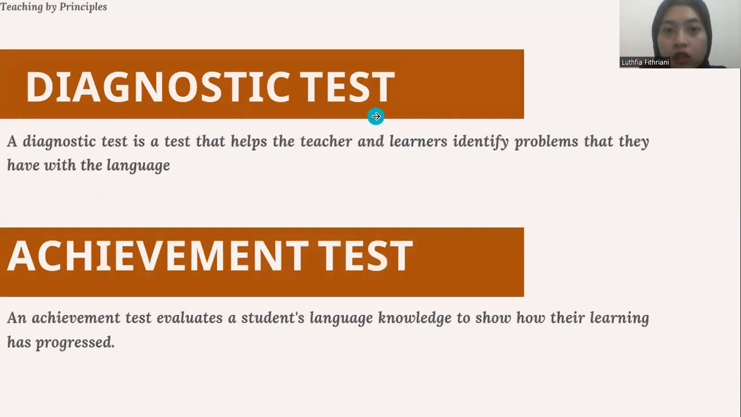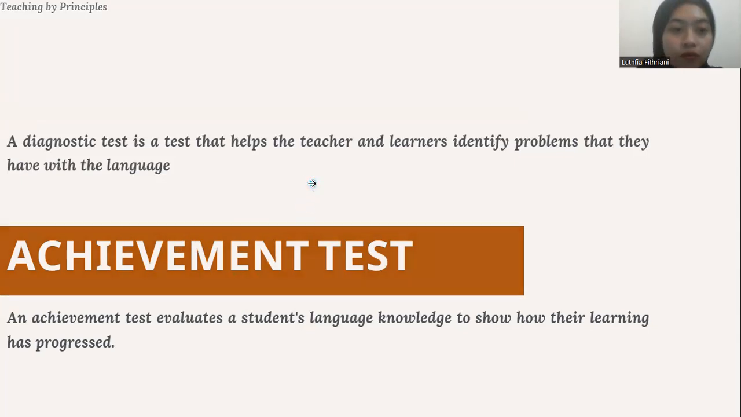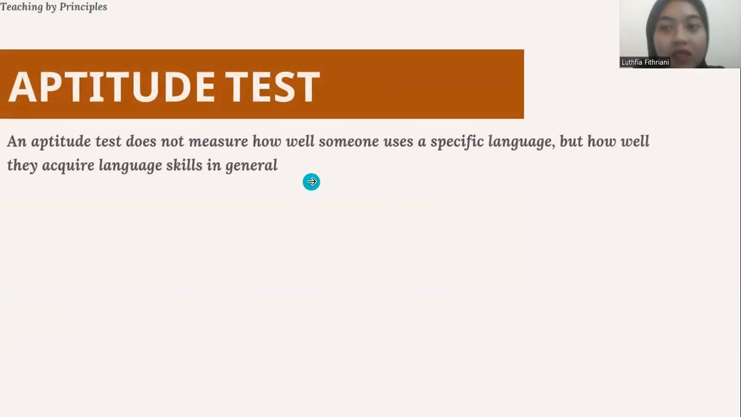Third is diagnostic test. A diagnostic test is a test that helps the teacher and students identify problems that they have with the language. The next is achievement test. An achievement test evaluates a student's language knowledge to show how their learning has progressed. The last is aptitude test. An aptitude test doesn't measure how well someone uses a specific language, but how well they acquire language skills in general.